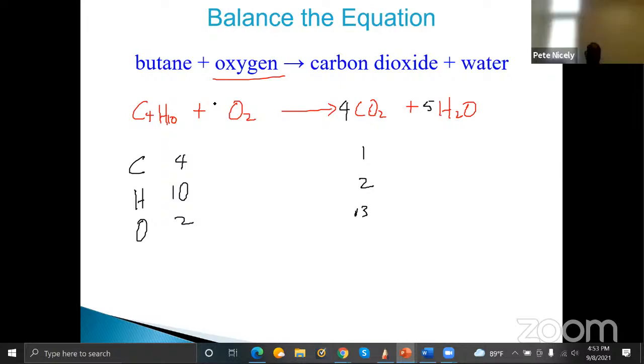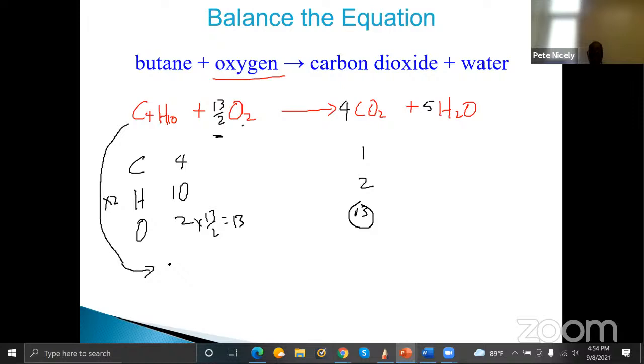Yes, I would put 13/2 here. And the reason is that 13/2 times 2 gives you 13 oxygens, which balances with the 13 oxygens total that you have on the right side. But as Taryn correctly said, you cannot leave this as a fraction because the coefficients must be expressed as integers. So in order to do that, I would multiply this entire equation by 2.